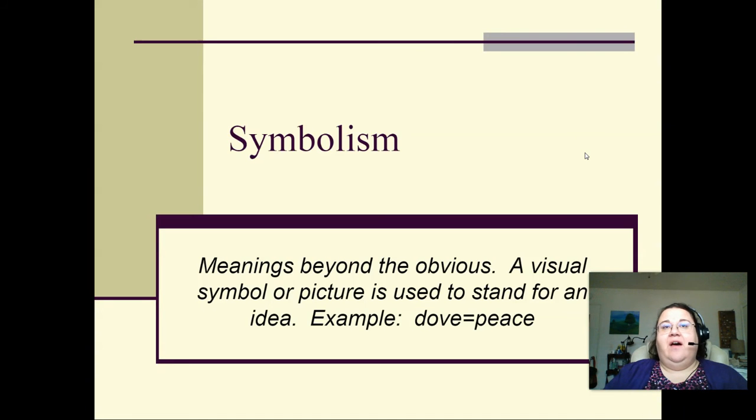Now, the meaning beyond the obvious. Symbols are actually, well, objects that we endear with more meaning than they have. So that means meanings beyond the obvious. A visual symbol is a picture used to stand for an idea. Example, a dove equals peace, or the little swish means Nike.